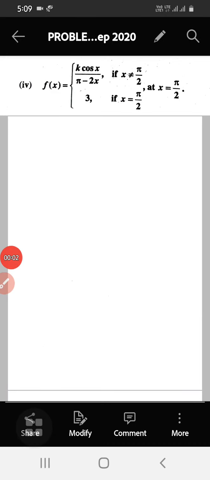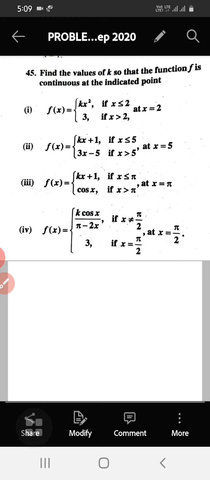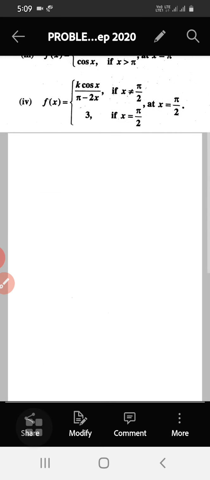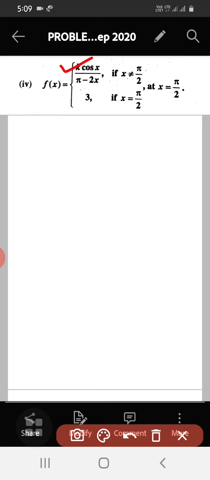Welcome back again. In this class, let us solve this fourth problem, which carries 4 marks. We have solved all the above three problems here. Find the value of k so that the function f is continuous. f of x is defined as k cos x by pi minus 2x if x is not equal to pi by 2, and f of x is equal to 3 if x is equal to pi by 2. So what is the testing point here? x is equal to pi by 2.